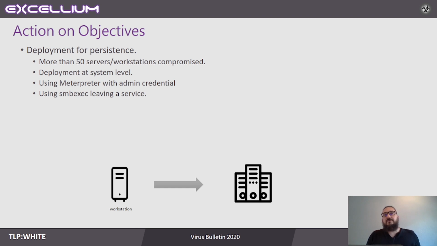So by doing that, he deployed to and visited more than 50 servers and workstations. We will see that after. On some servers, the backdoor was deployed at system level, which is using a different kind of persistence. We will see that after. So mainly, as said before, Meterpreter and SMB exec.